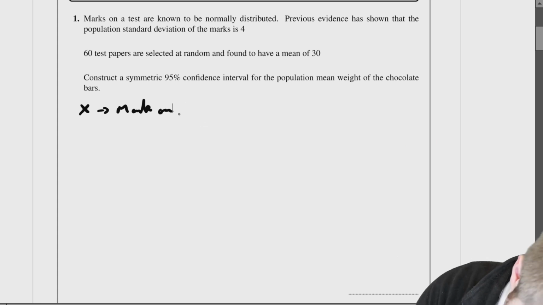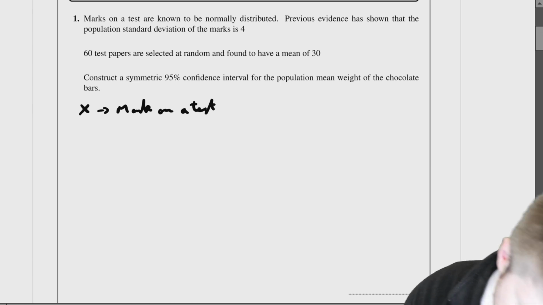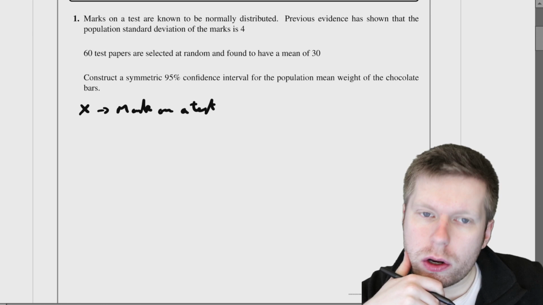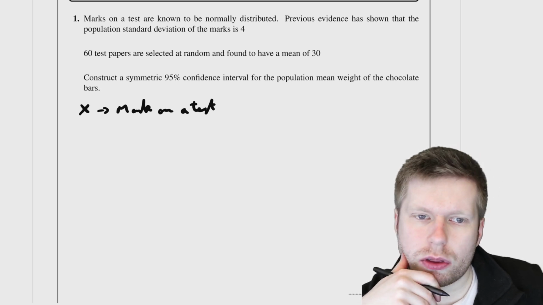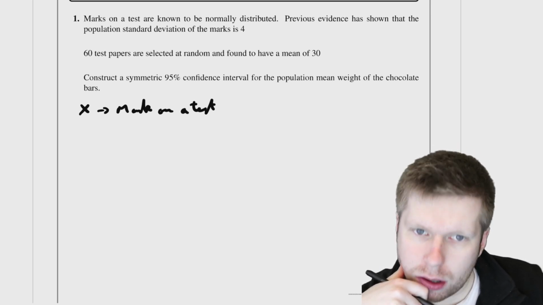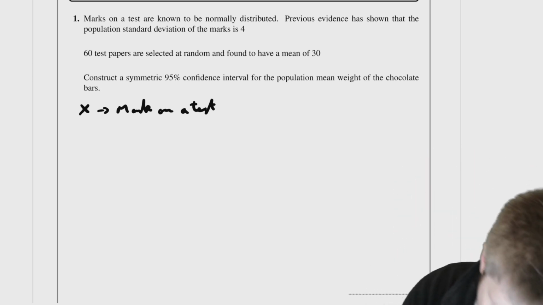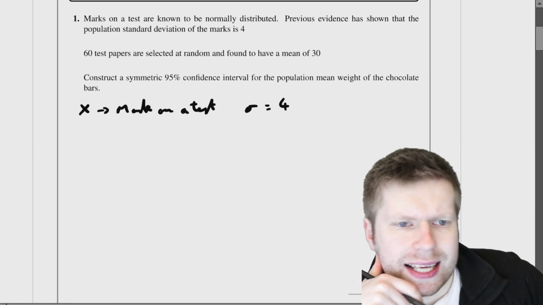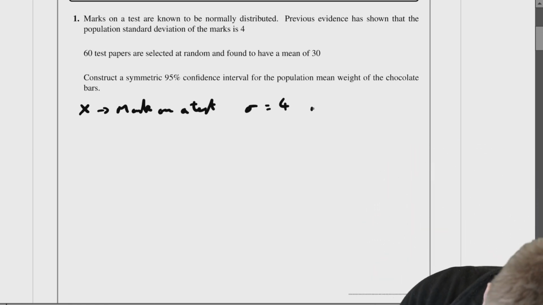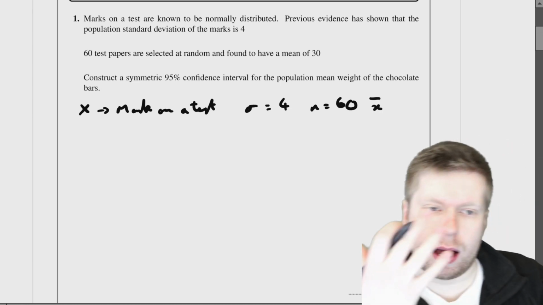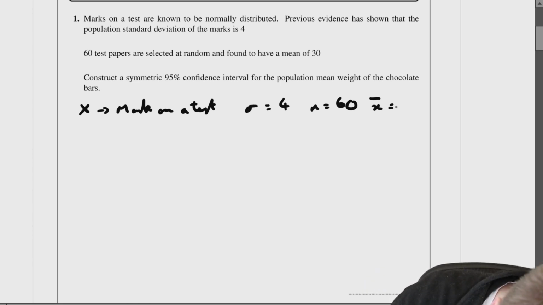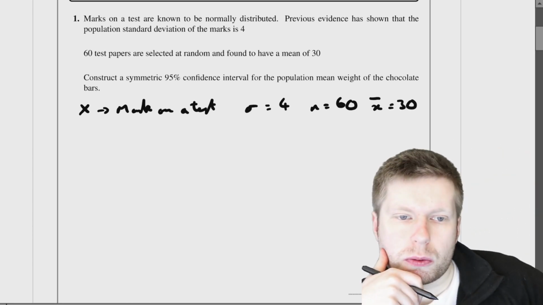Okay, so it's always good to define what your random variable is. So in this case, I'm letting X represent the mark on a test. Okay, they're known to be normally distributed, and previous evidence has shown that population standard deviation of the marks is 4. So in other words, I know that the population standard deviation is equal to 4. Okay, 60 test papers are selected at random, so n equals 60. And the mean mark of these 60 test papers is found to be 30. So X bar, the sample mean, is equal to 30.